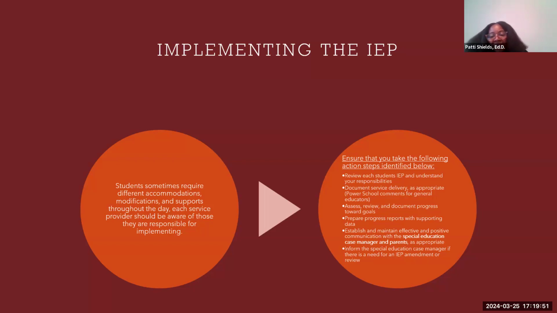You also should assess and review documented progress towards goals, prepare progress reports with supporting data, and establish and maintain effective and positive communication with the special education case managers and parents, and inform the special education manager if there is a need for an IEP amendment or review.